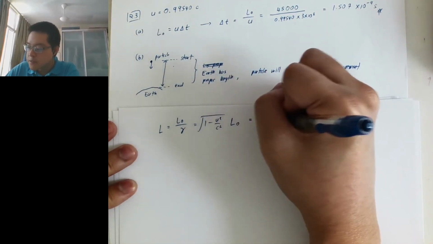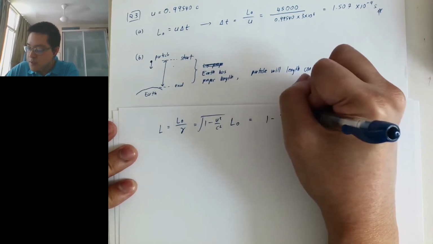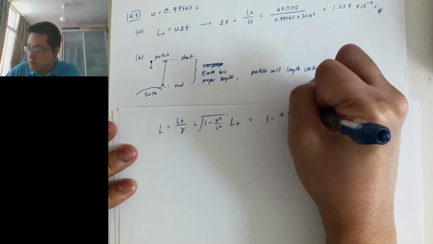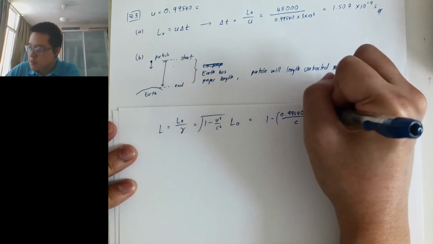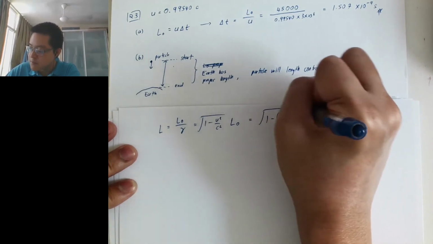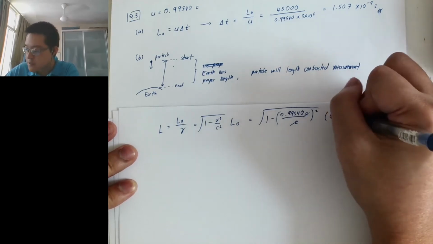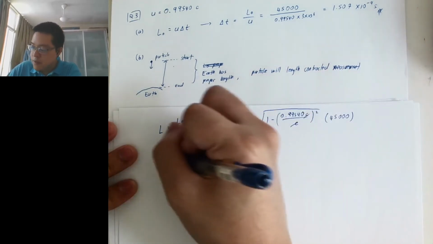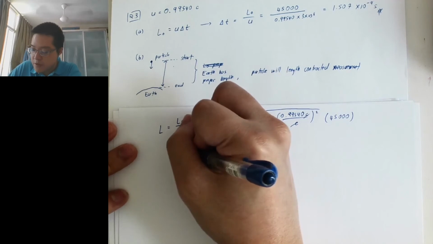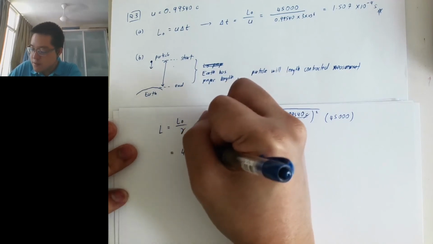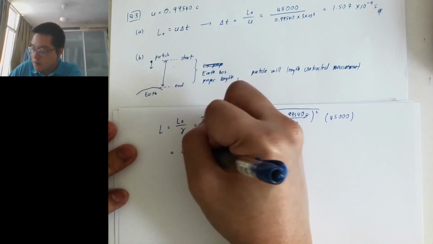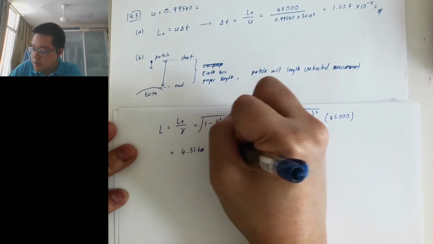So the speed that the particle travels is 0.9954 c over c, the whole thing squared, so you can cancel the c. And then times the proper length of the Earth, which was 45 kilometers, so 4500. Right, so according to the particle, it only travels 4.31 kilometers, which was 4310 meters.